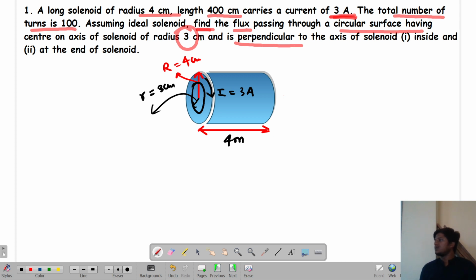Dhanush, wake up. So you have to calculate what? Flux passing through this circular surface of radius how much? 3 centimeter, which is perpendicular to the axis of solenoid. Okay. Now axis of solenoid means what? Passing through the center. This will be my axis of solenoid. Now look over there. That circular surface area is also perpendicular to axis of solenoid. Right or not? Okay.